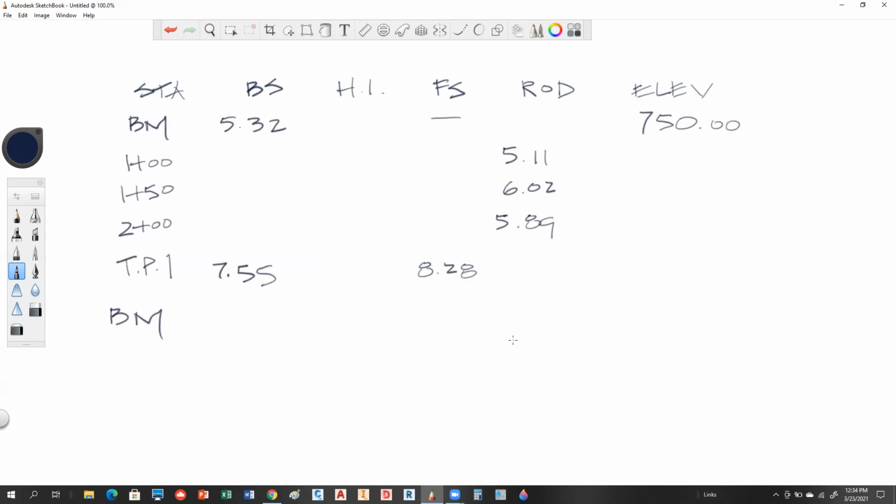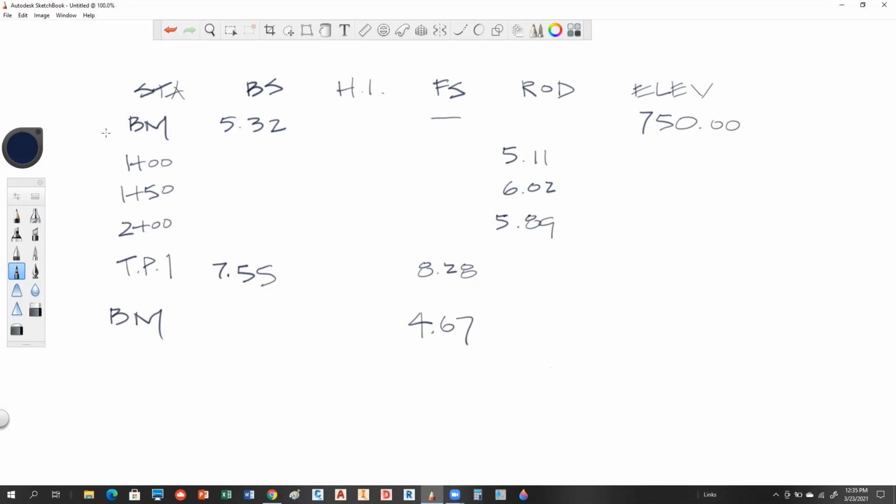So let's say we came up with... okay, so there's my loop, right? Do I have a loop first off? Yes. And you can see why: you have the same amount of backsights and foresights.